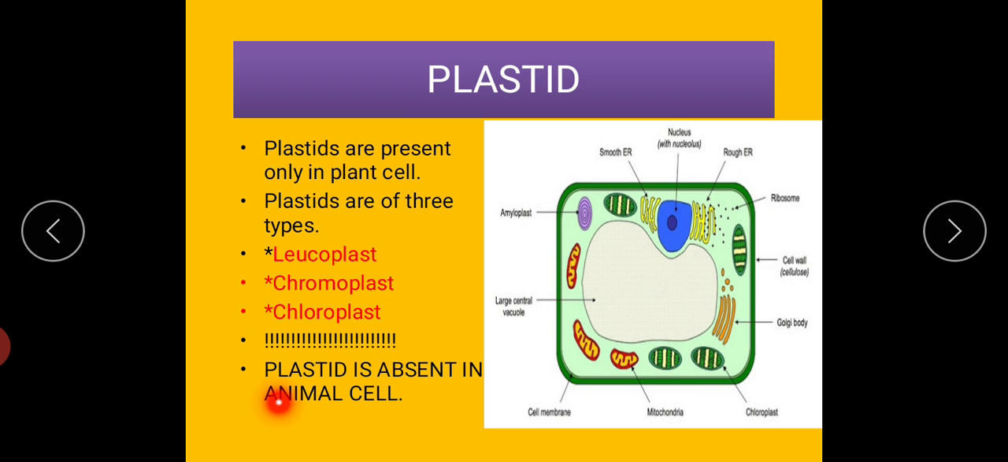Plastids are not present in the animal cell except in Euglena. Euglena is a unicellular microorganism which has chloroplast. This is the only exception here.